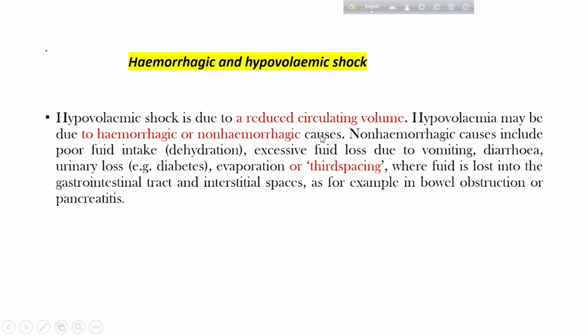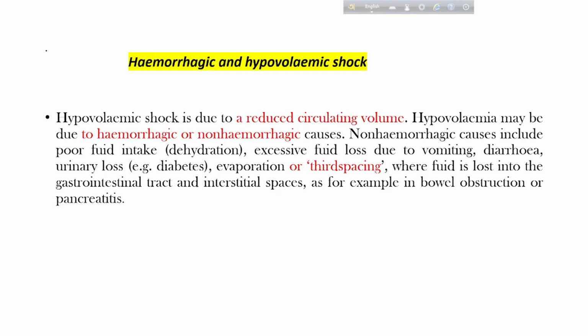What are the non-hemorrhagic causes? Such as poor food intake, dehydration, excessive fluid loss due to vomiting, diarrhea, urinary loss such as in diabetes, evaporation, or third spacing. In third spacing, fluid is lost into the gastrointestinal tract or interstitial space, as for example in bile obstruction and pancreatitis. And in third spacing, fluid is inside the body, but the body cannot use it, and the fluid is useless.